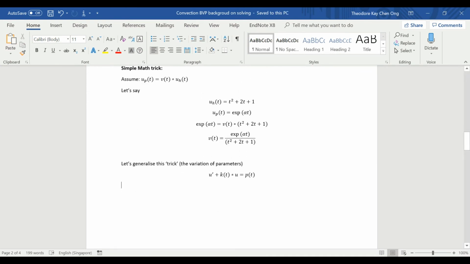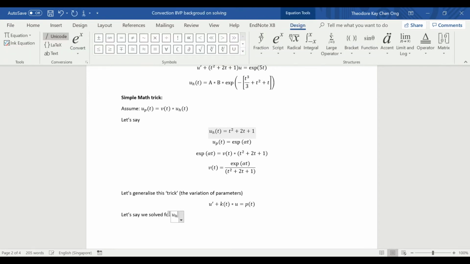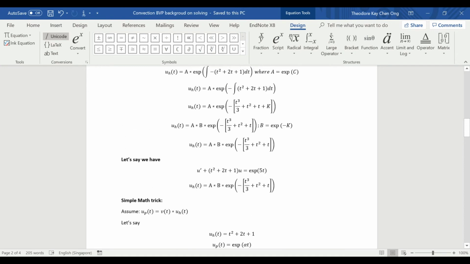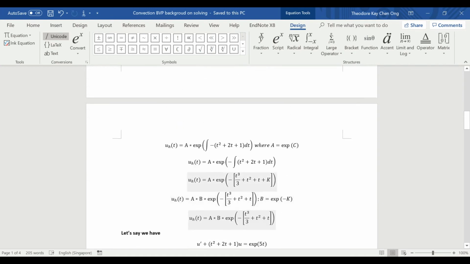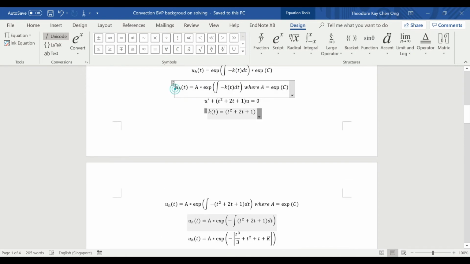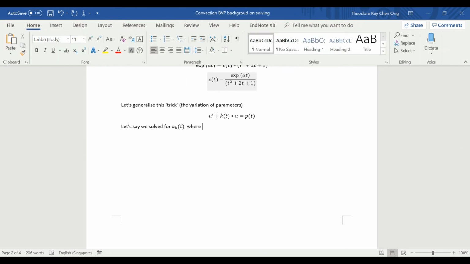Okay, so we already solved for the homogeneous part. Let's say we solved for u_h(t), and we already found out earlier what u_h(t) was. Okay, where is it? The full one. Yeah, I think this will be sufficient. Where u_h(t) is already what we found out earlier. So if we have this k(t) in front here, then this will be the homogeneous solution that we have found out.